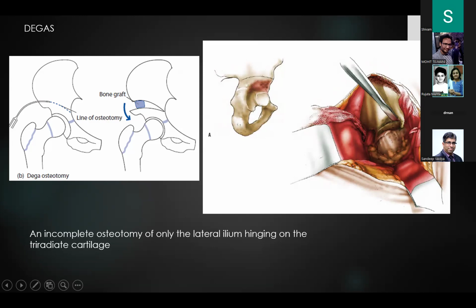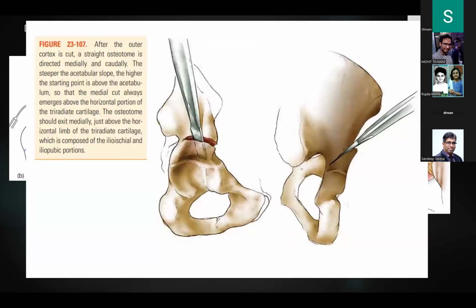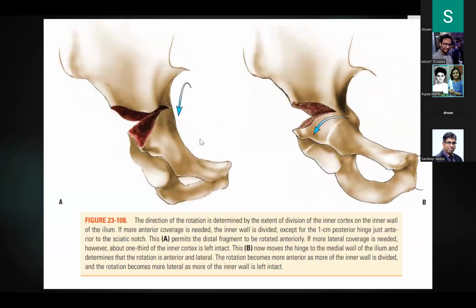If the posterior cortex is also breached, it becomes a San Diego osteotomy. So another thing to keep in mind here is that a combination of both curved and straight osteotomes need to be used, and depending on the amount of the inner cortex that we leave intact, we can basically use it more for anterior coverage versus lateral coverage.